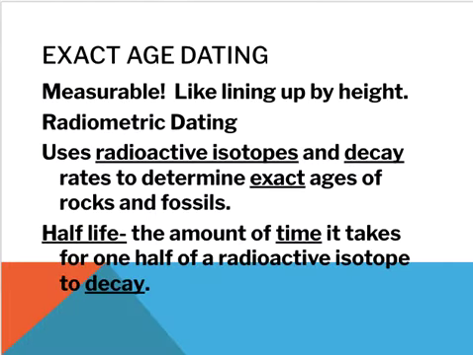So this is measurable, like knowing someone's birth date or their height. And so we talked about the process of radiometric dating. Again, there'll be another link about how this works. And so it uses radioactive isotopes and decay rates to determine exact ages.